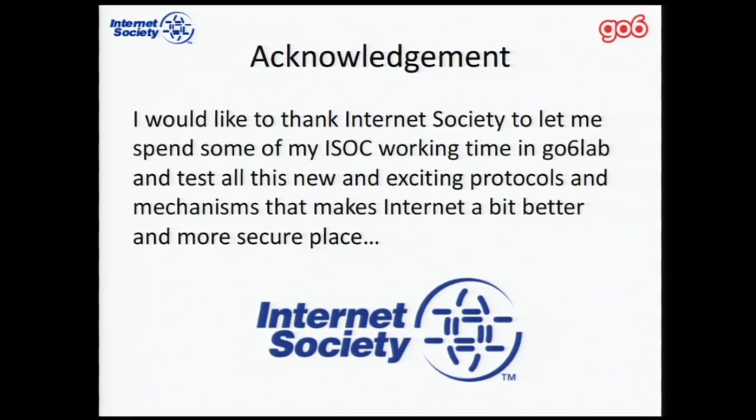Okay, first of all, let's get this out of the way. Acknowledgement, thanks to Internet Society, that lets me spend some of my working time in Go6 lab. So I'm also the CEO of Go6 Institute from Slovenia, that I worked before joining ISOC. And part of Go6 Institute is also Go6 lab, where we were testing IPv6 protocol scenarios and all this stuff. But now, lately, people are deploying IPv6, it's easy, it's no challenge anymore. So I got a bit bored in my lab, so I decided to look into this weird thing called DNSSEC.